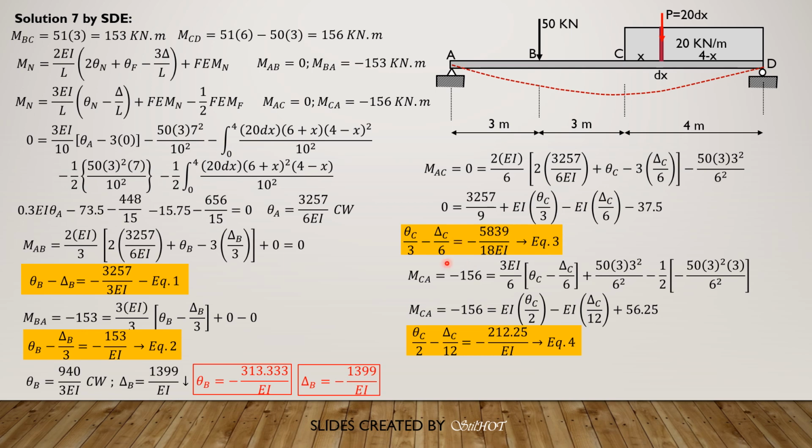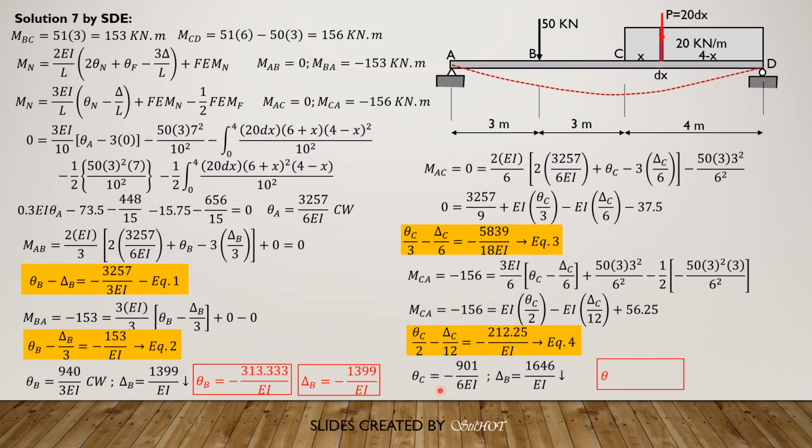So again, solving these two equations simultaneously, we have two linear equations in two unknowns, so that would be an easy job to compute for these two unknown variables. So theta C is negative 901 over 6 EI. So meaning to say it is counterclockwise, and counterclockwise is positive. And delta B is still downward because it is positive. So we assume that the chord AC still rotates clockwise, and clockwise is positive in slope deflection equation, but it is downward in reality.